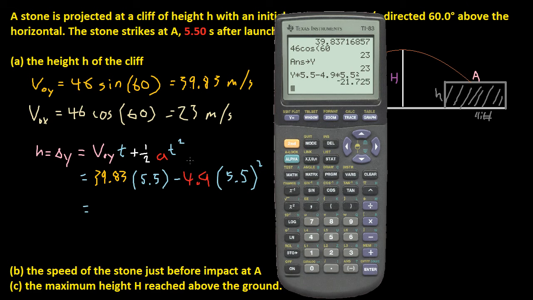I just typed that in and I got negative 21.725, which I don't think is right. Hang on, give me a second here. No, it isn't right. What the heck?